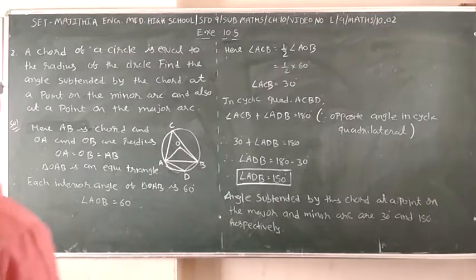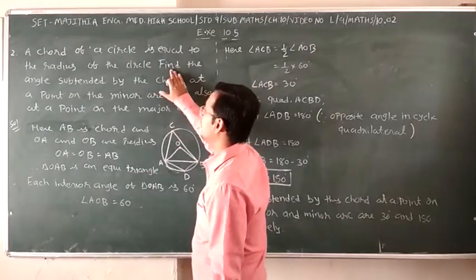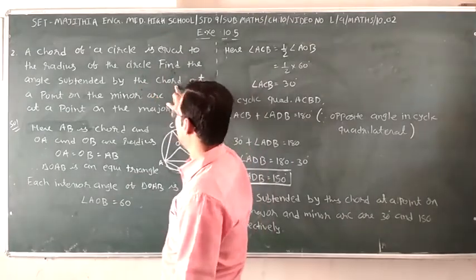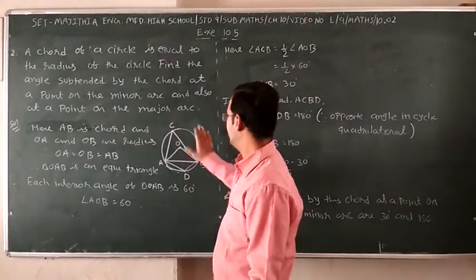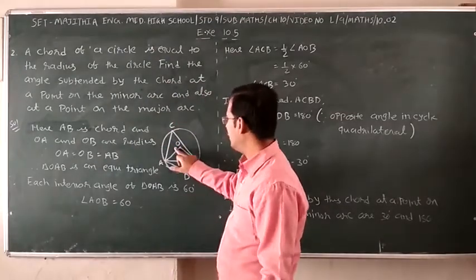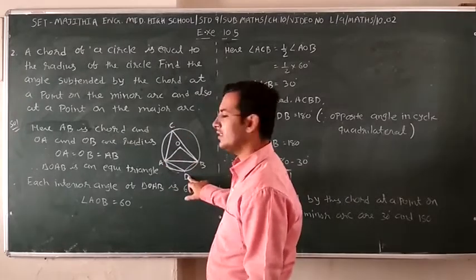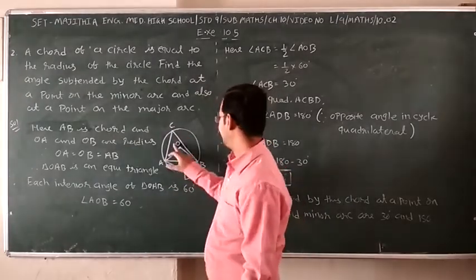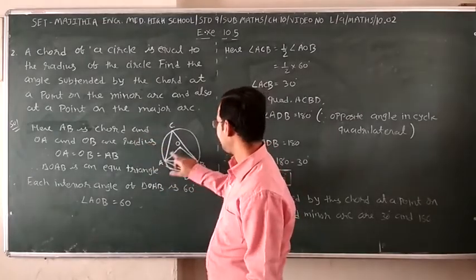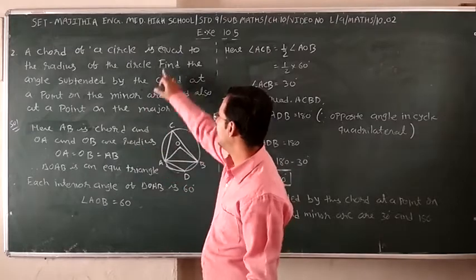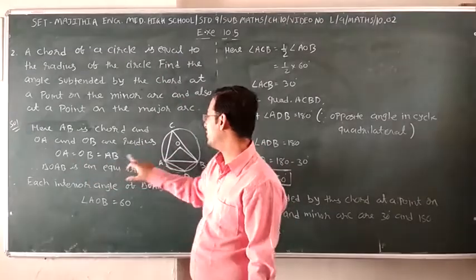Sum number 2. A chord of the circle is equal to the radius of the circle. Find the angle subtended by the chord at a point on the minor arc and also at a point on the major arc. So we draw the circle. Here O is the center. Take points A, C, B, D on the circle. AB is a chord, and OA and OB are radii. It is given that the chord and radius are equal, so OA is equal to OB is equal to AB.